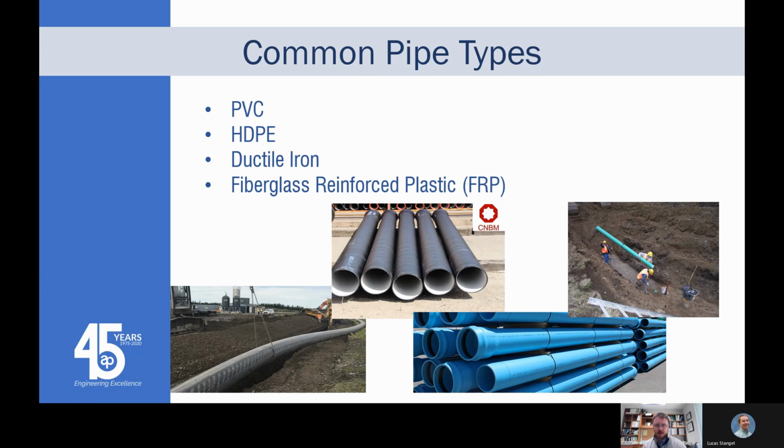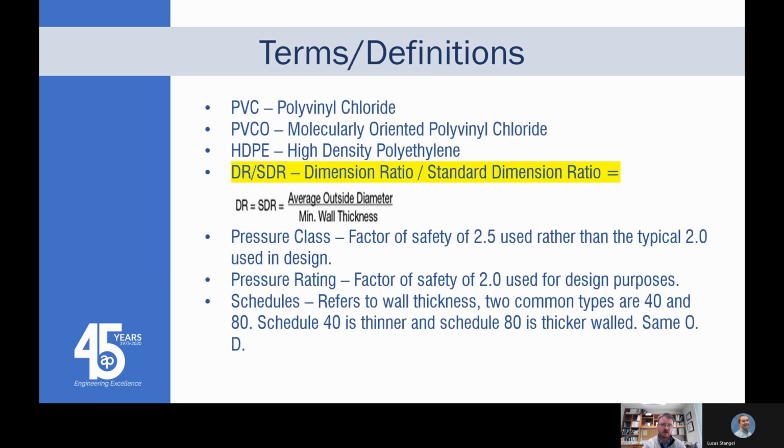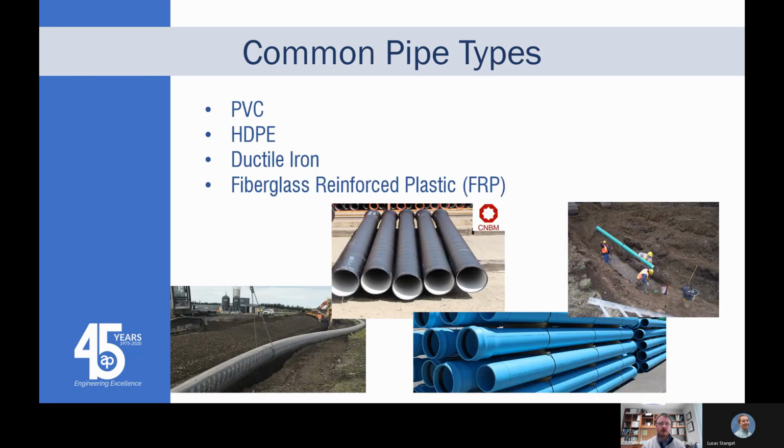So some common pipe types that we see in our industry, talking about municipal water and wastewater, obviously PVC, probably the standard that we see mostly in water and wastewater. Lucas mentioned in the past slide, PVCO, that molecularly oriented polyvinyl chloride. That's come up a couple of times in projects, at least for me recently.